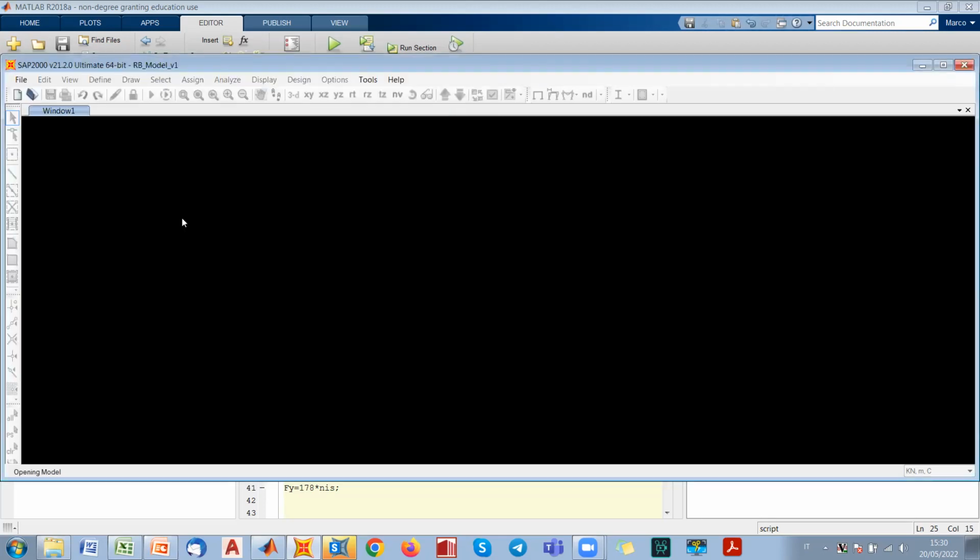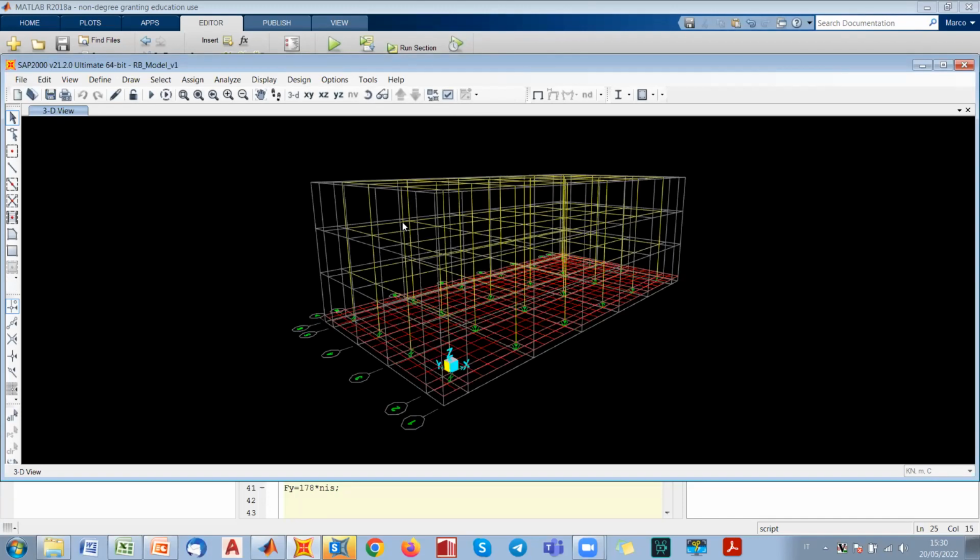Okay. So without computing any vertical response, so also without computing the gravity load application, we can get very close results in terms of the horizontal response. So both the hysteresis and the hysteretic response, and then the displacement time series.